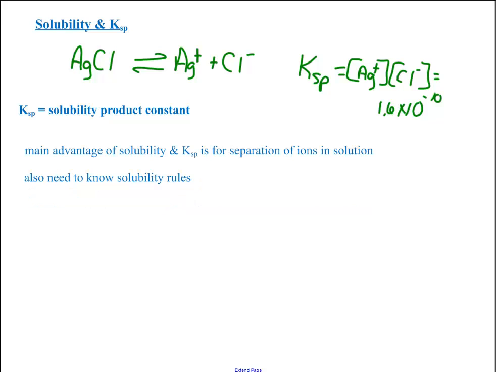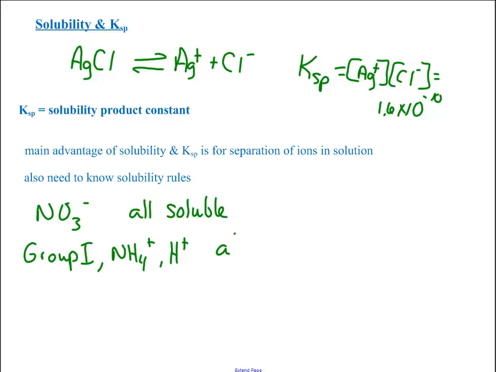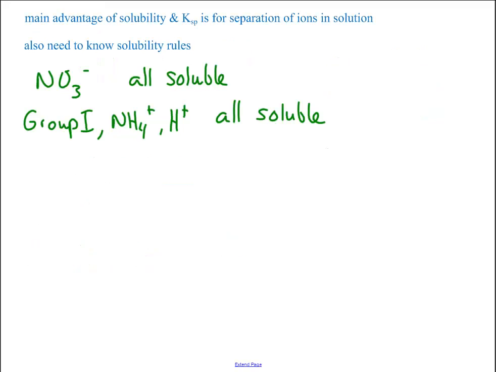So, just a brief reminder for solubility rules. Nitrates, compounds that contain nitrate, are all soluble. Compounds that contain group 1 metals and ammonium ions and hydrogen ions are all soluble. Generally, solubilities are referred to in terms of the negative ions, and as I go down this chart, I tend to have fewer and fewer compounds with these negative ions that are soluble.